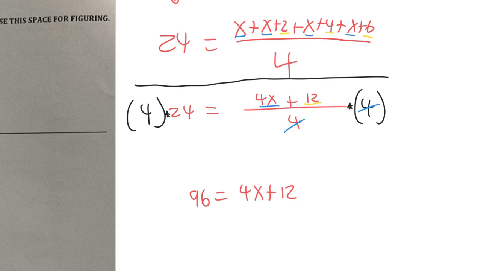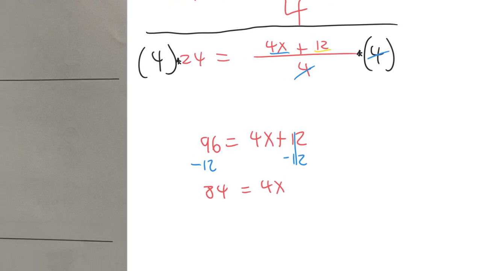And from that point forward, you're going to want to subtract 12 from both sides. That would cancel that. Next thing you know, you have 4x all by itself over here. And 96 minus 12 is 84. And then dividing both sides by 4, we cancel that. And then we have x equals 21.